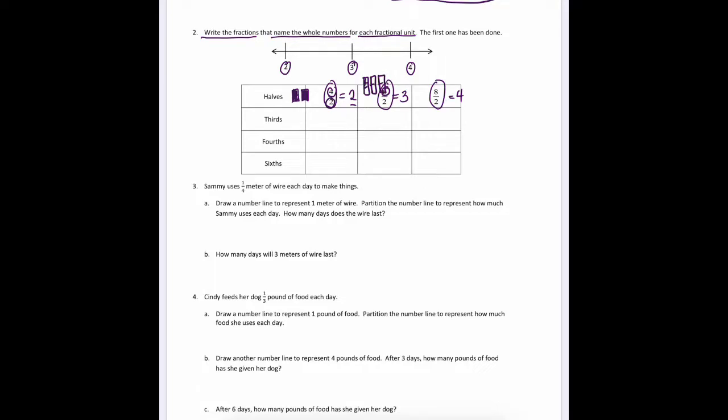But then it should be 6, right? So it's going to be 1, 2, 3, 4, 5, 6. And that's why it's 6 halves.